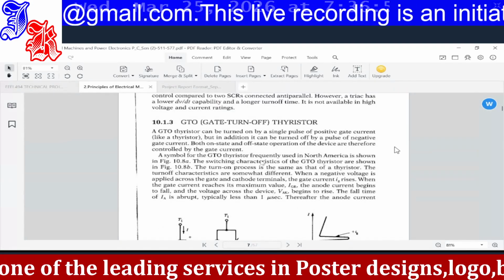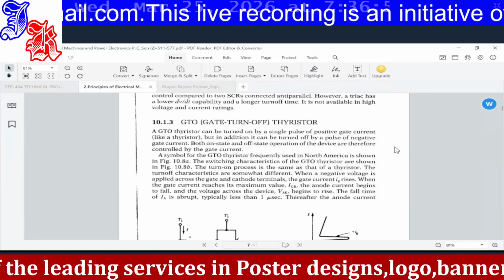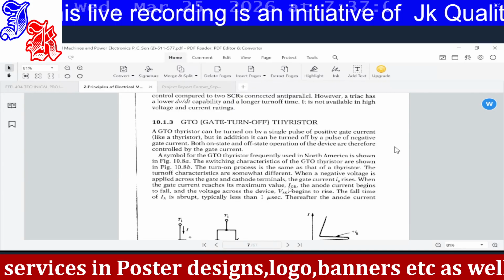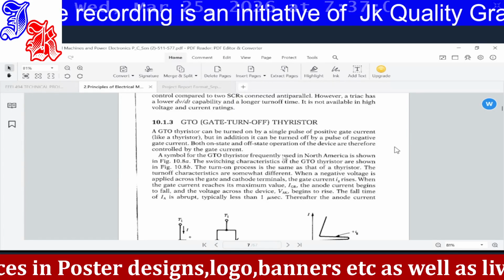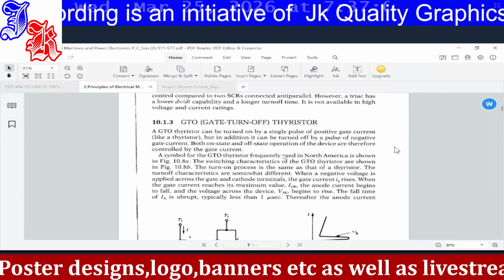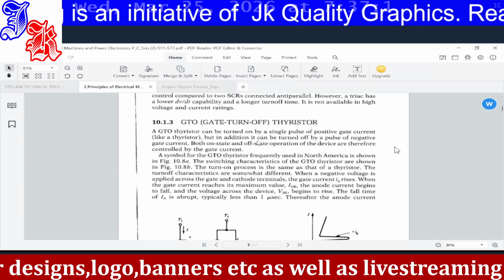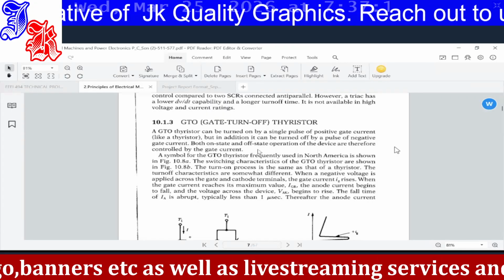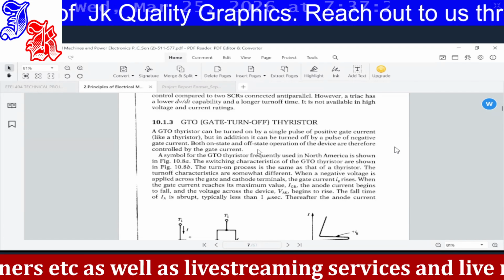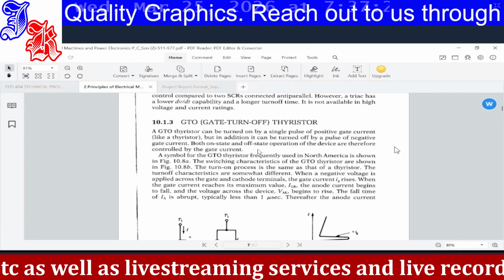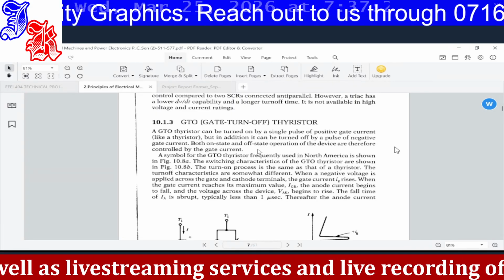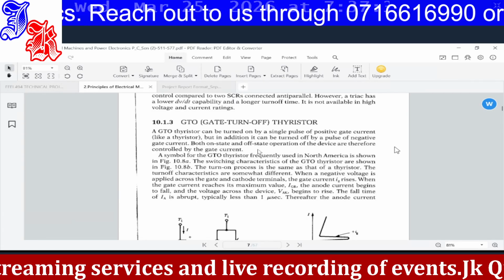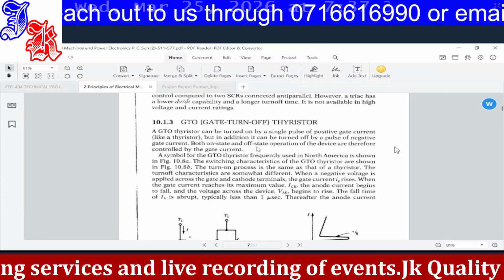Then again, we have the GTO, the gate turn-off thyristor, which can be turned on by a single pulse of positive gate current, like the thyristor. But in addition, the advantage is that for the thyristor, we said when we ignite it, the gate current has no control. But for this one, it's made in such a way that a positive pulse will switch it on, and then a negative pulse will switch it off. So we can control it from the gate, both switching on and switching off.